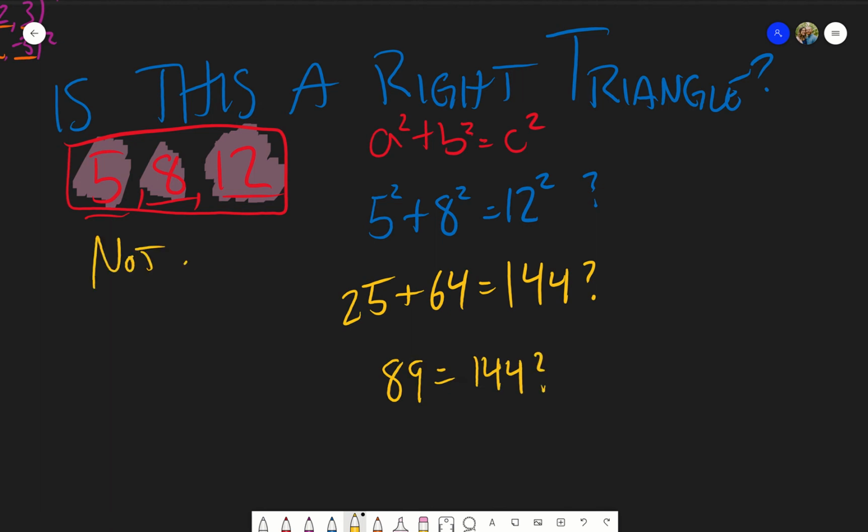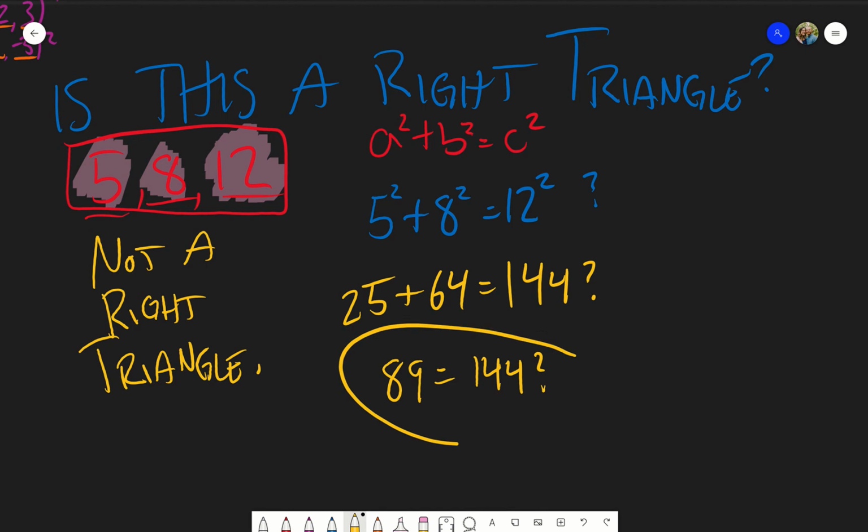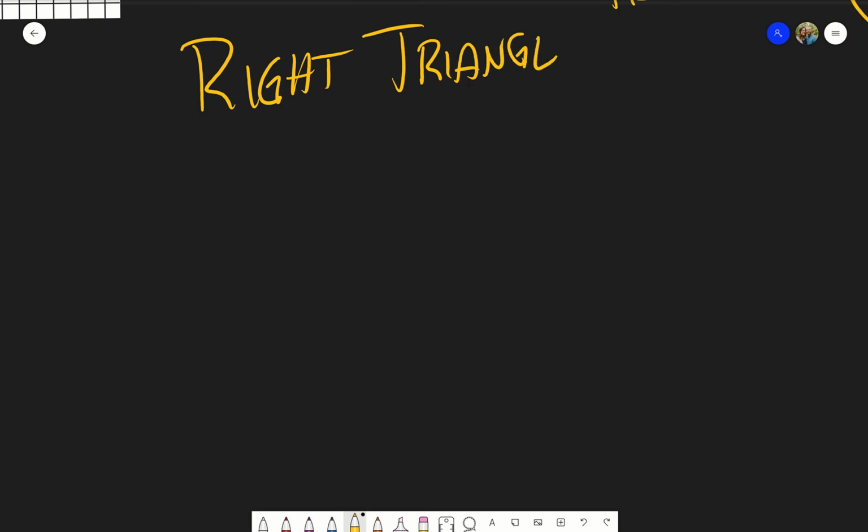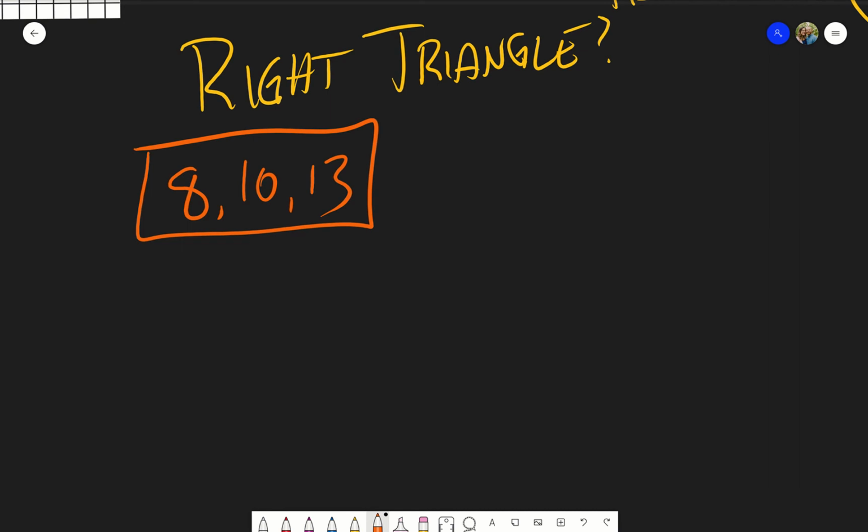This is not a right triangle. Since this is not equal, it's not a right triangle. If they were equal, it would be a right triangle. But since they are not equal, it is not a right triangle. All right. Is this a right triangle? Do the numbers 8, 10, and 13 form a right triangle?